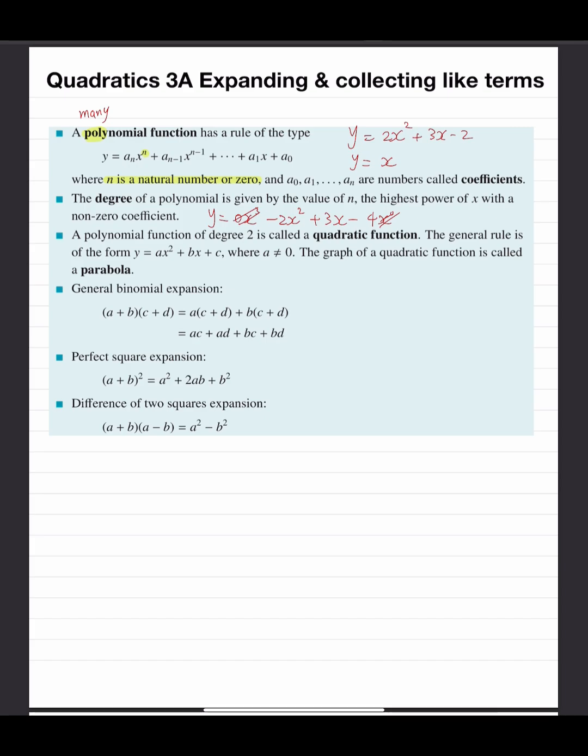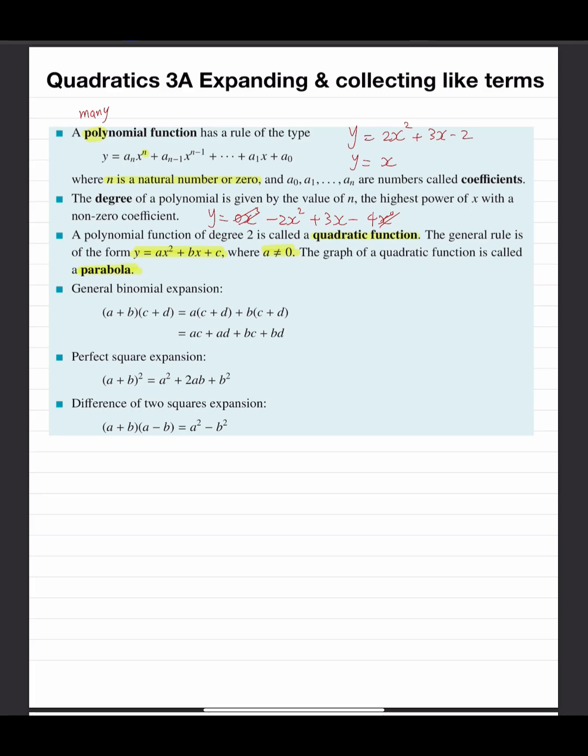A polynomial function of degree 2 is called a quadratic function. The general rule of a quadratic function is in the form of y equals ax squared plus bx plus c, where a cannot be 0, because when a equals 0, the x squared term is gone, and you only have bx plus c, which we simplify into a linear relation. The graph of a quadratic function is called a parabola.